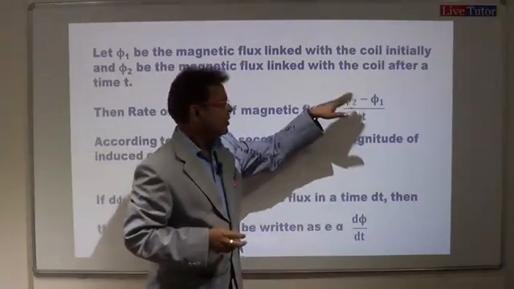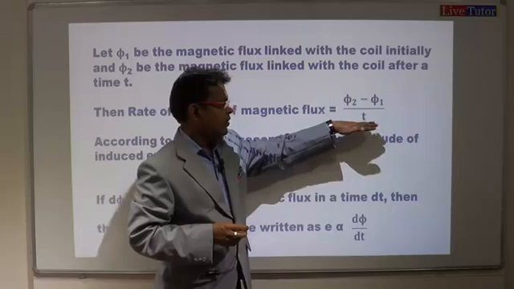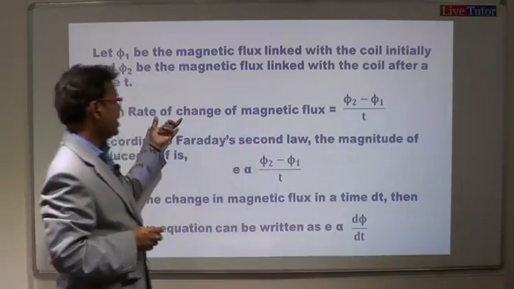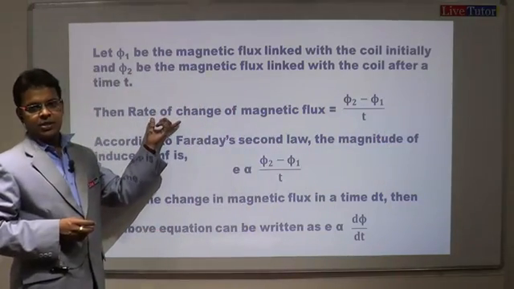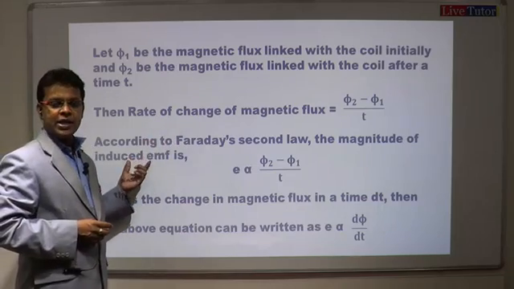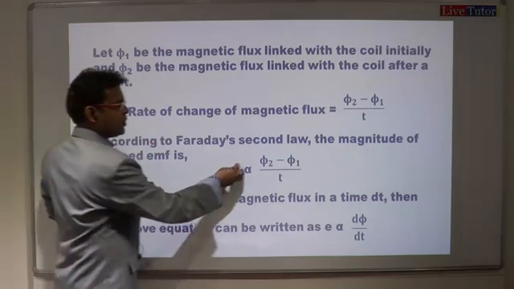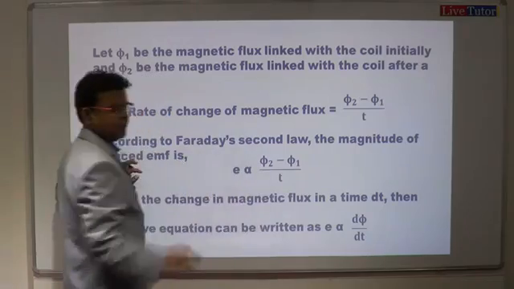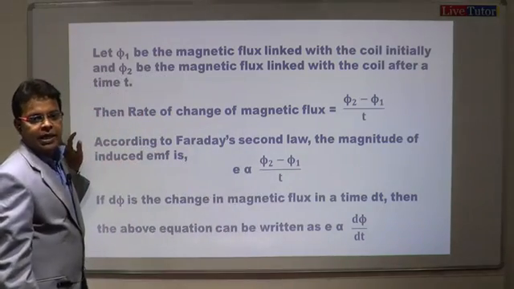So the difference in flux with respect to time, what do we call that? The rate of change of magnetic flux. Right? So according to Faraday's law, what does he say? E is proportional to phi2 minus phi1 by t, the rate of change of magnetic flux.